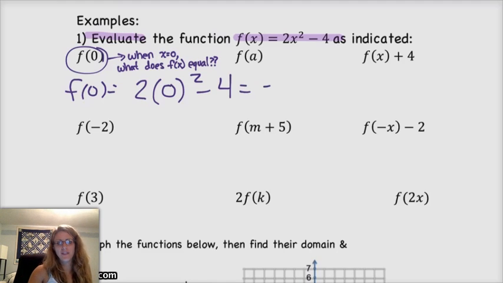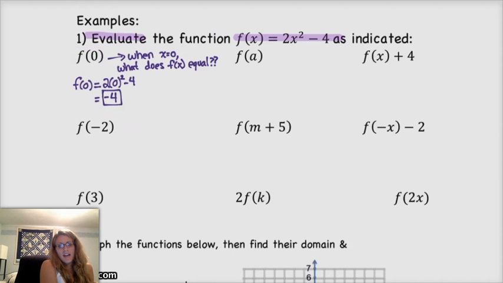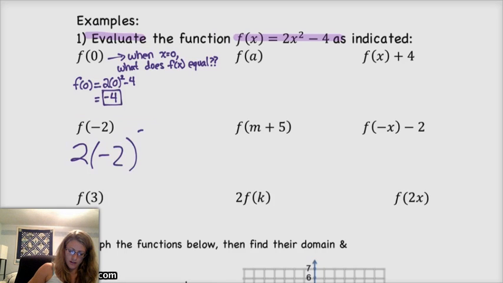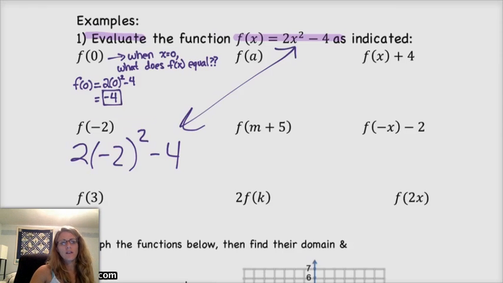I'll rewrite that so it looks nicer for you. All right, next problem is f of negative 2. So again, you take the function f of x and you just plug in negative 2 anywhere you saw an x. So instead of having 2x squared minus 4, we have 2 times negative 2 squared minus 4. Remember, right now we're just going back to that original function.